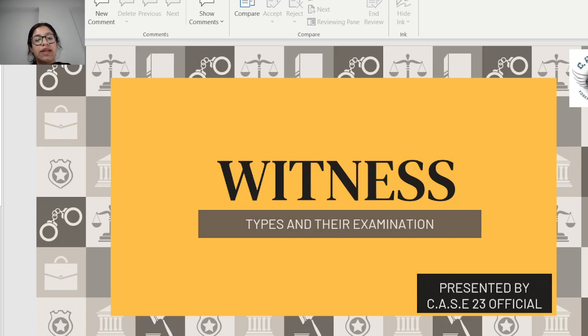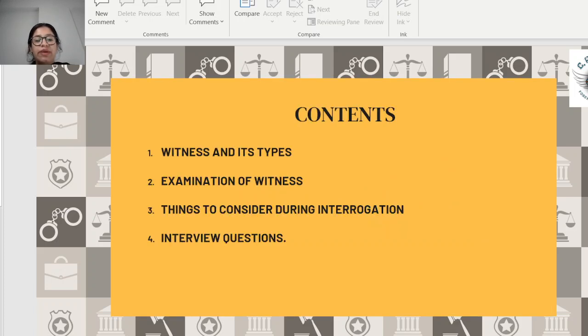Today we'll be discussing an important topic, witness, their types and their examination. So in this session, we'll cover all the key aspects in detail, breaking down each point for your better understanding. We'll be dealing with what a witness is, the types, examination of the witnesses, things to consider during an interrogation, and some interview questions that are asked to the witness.